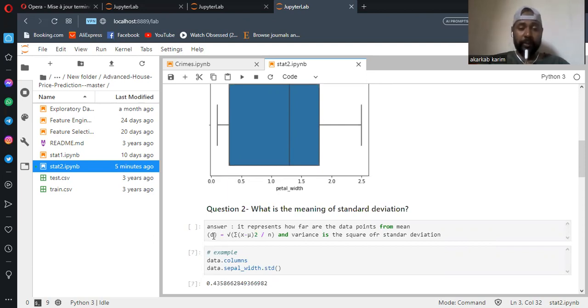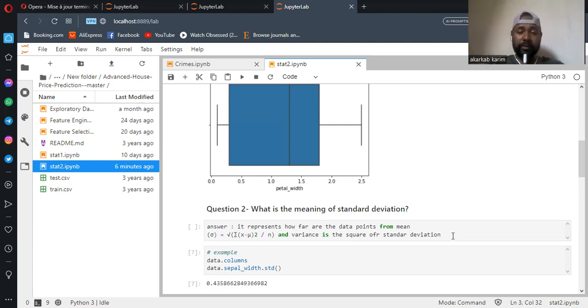We have sigma, the Greek symbol, equal to the root of the sum of all the elements in our data minus the average, squared, divided by n, the number of elements in our sample. Standard deviation exists in descriptive statistics, and when we talk about descriptive statistics, we mean samples. We can also work with a population. And variance is the square of the standard deviation, because when we calculate the standard deviation, we take the root of the squared values.